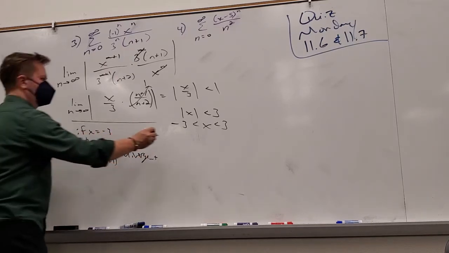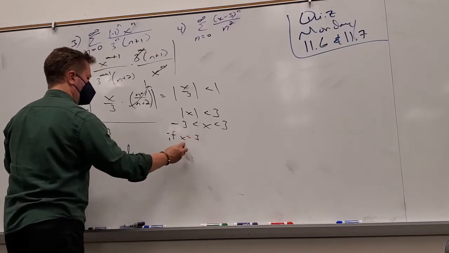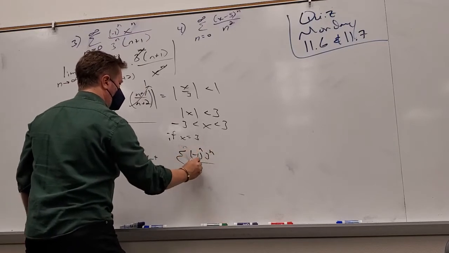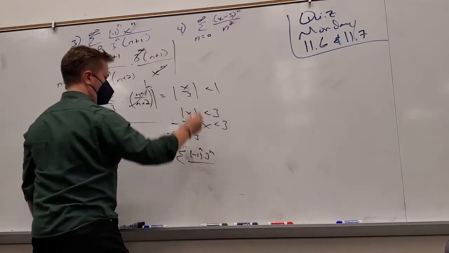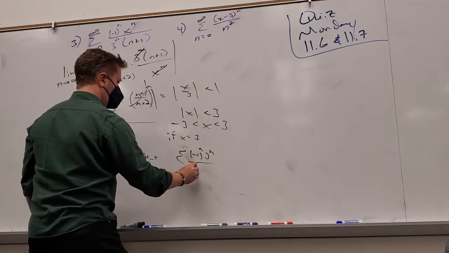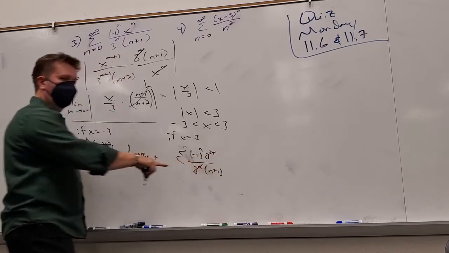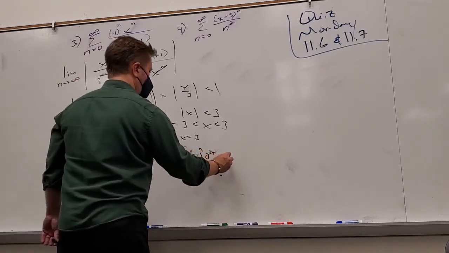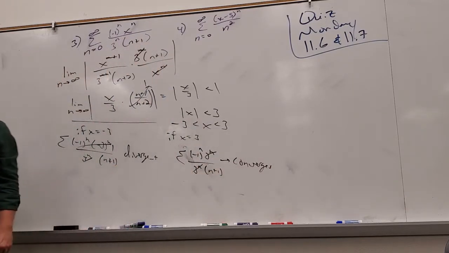But if x is 3, good lord, Jeff. I get negative 1 to the n, 3 to the n, over 3 to the n, n plus 1. They cancel. This is what kind of series? Alternating. Limit 0, positive, decreasing. So this converges. You would just state those things. That's pretty obvious for this one.